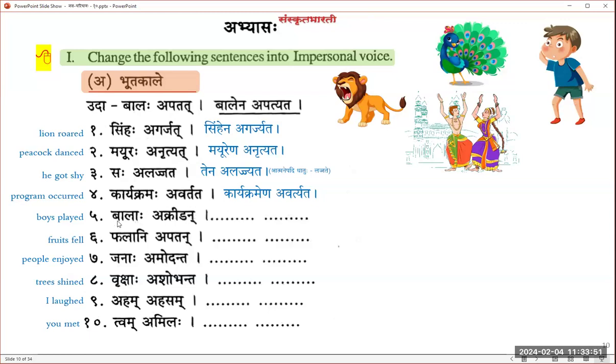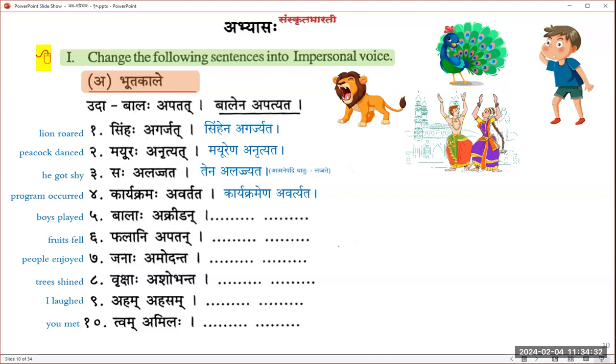Okay, all right. So what is this karyakramena avartyata? The program occurred, and it was occurred by the program. Some weird English sentence. Anyway. Yes, Varya? Why is there no halanta in avartata? It is already Atmanepadi. Good question, Bhagini. Good doubt to have. Whereas anrutyat had halanta, agarjat had halanta, why do alajjata and avartata not have it? Because they are already Atmanepadi. So they miss the yakara, but they do have the Atmanepada ending because they are essentially Atmanepadi dhatus.